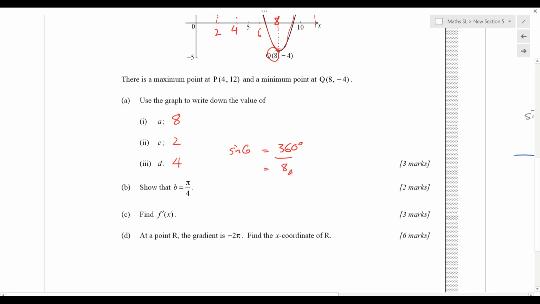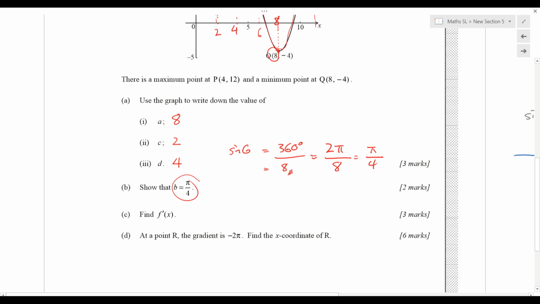So simply 360 divided by 8. And we know 360 is what? 360 is actually 2 pi, so 2 pi over 8. Simplify that, we get pi over 4, which is that answer there. Alright, that was the easy part.